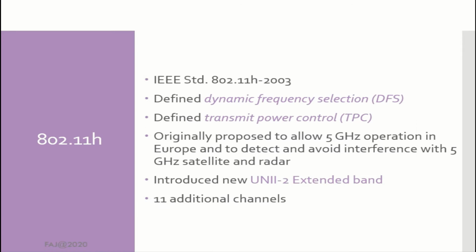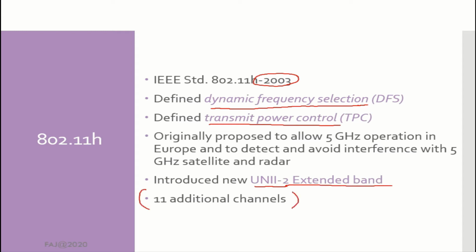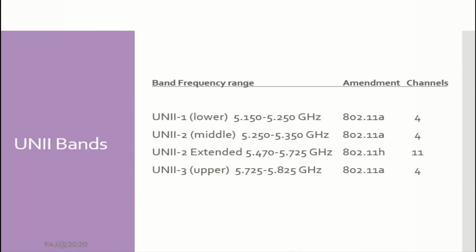802.11h, published in 2003, defines dynamic frequency selection DFS and transmit power control TPC, and introduces the new UNII-2 extended band, 11 additional channels. So this is 802.11h, UNII-2 extended. The range is 5.47 till 5.725 GHz and 11 channels.